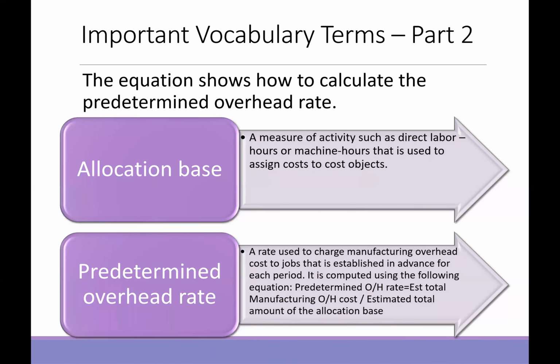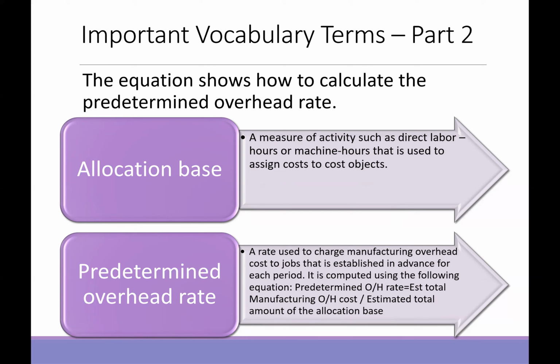Another term is the allocation base. Now, we've talked about the activity that is used to assign costs or products. Usually, the allocation base can be direct labor hours or can be machine hours.